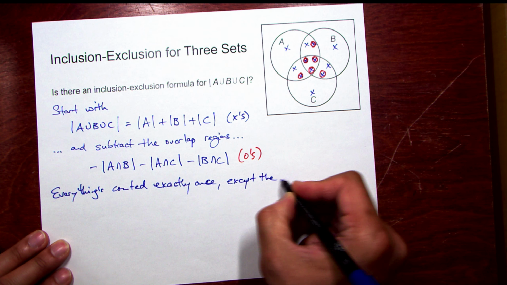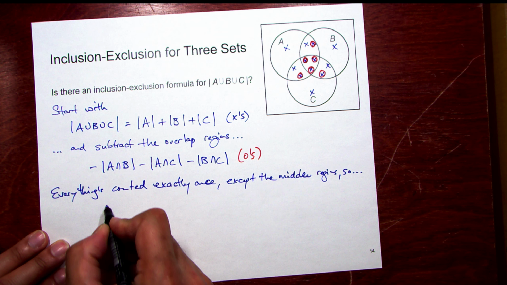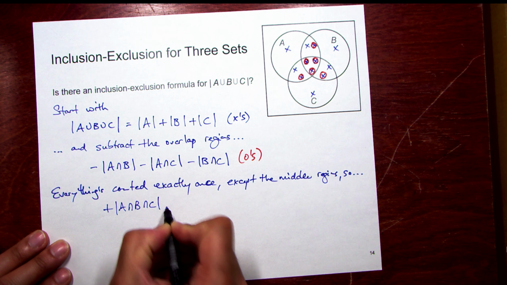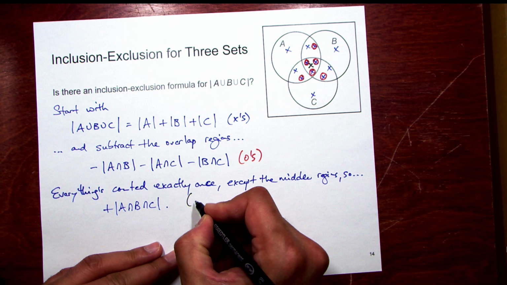Except the middle region. So you add on the size of A intersect B intersect C, which I'll put in a different color, put the black X in there. Okay, so there's an X.